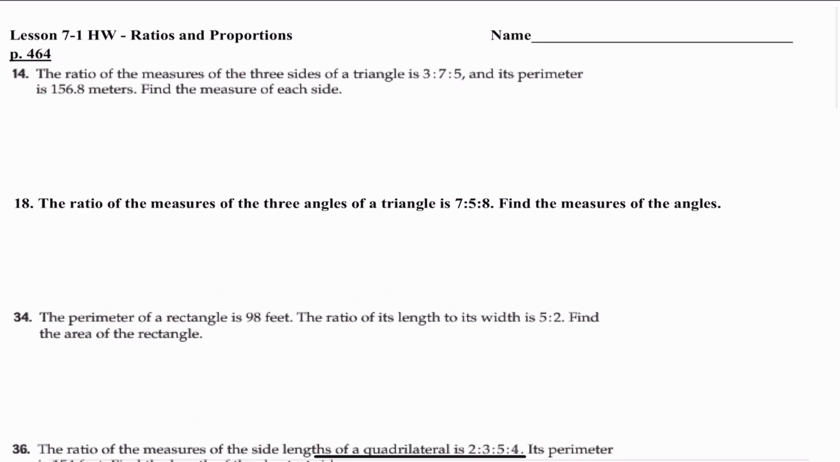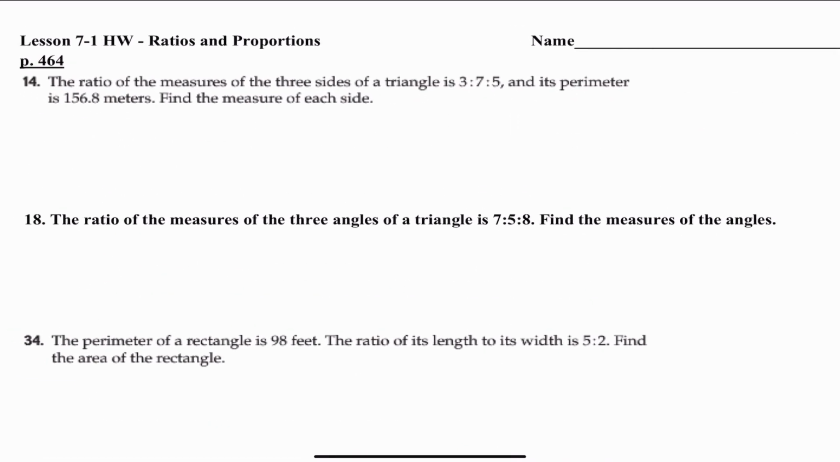And you can see that number 14 deals with the extended ratio. The ratio of the measures of the three sides of a triangle is 3 to 7 to 5, and its perimeter is 156.8 meters. Find the measure of each side. Okay, so this one is not dealing with angles, right?